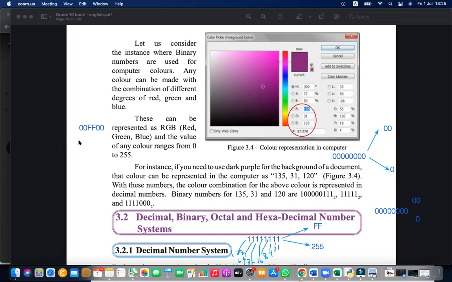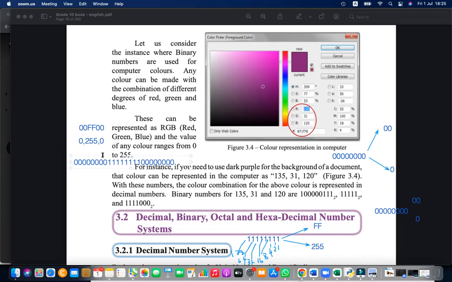And the decimal color code is, you are writing like this, 0 255 0. So this is how you write the decimal color code. The binary color code is this one, 000000001111111100000000. So which is easy?